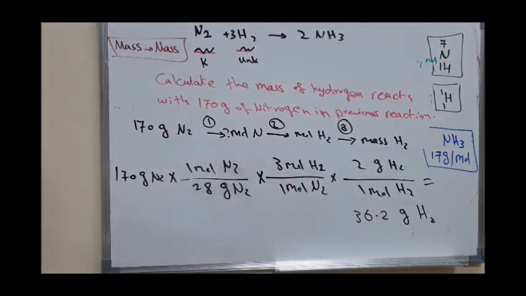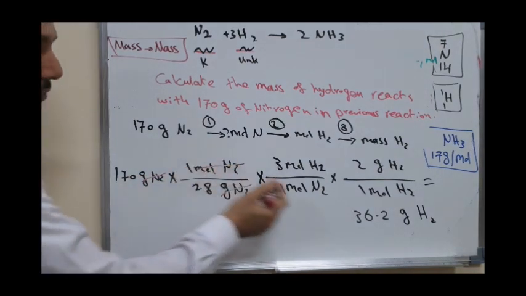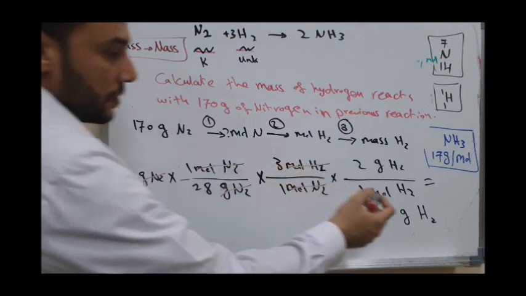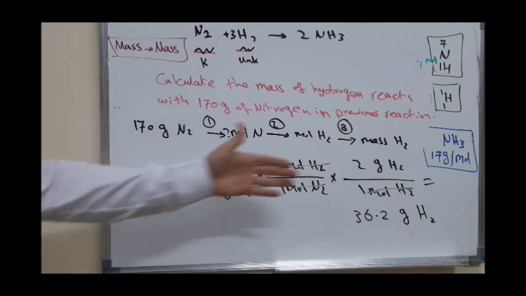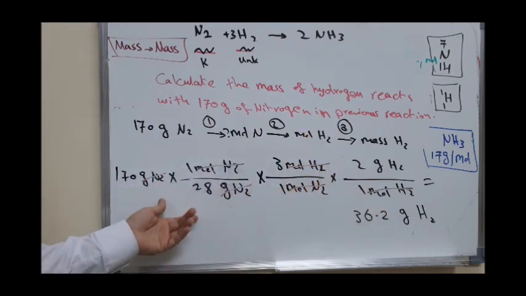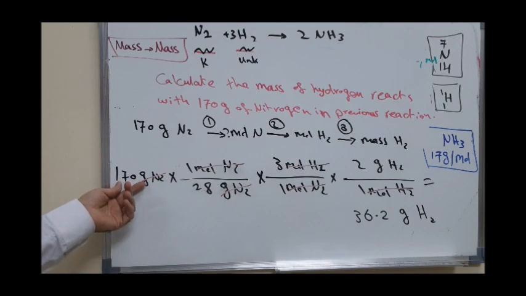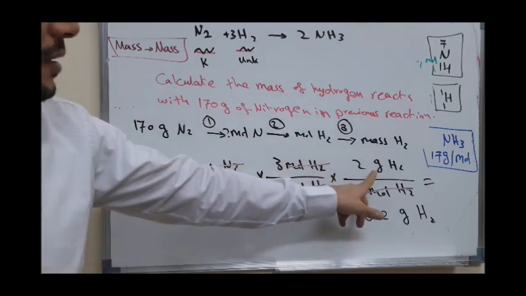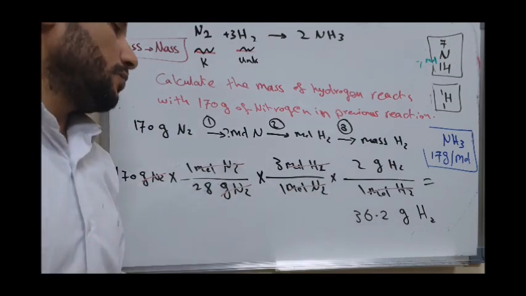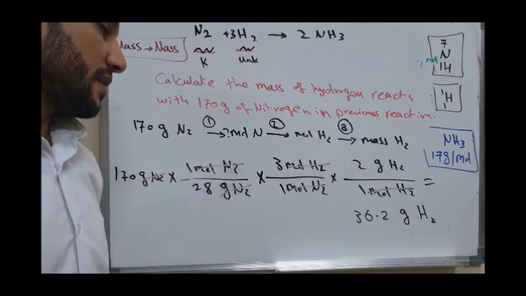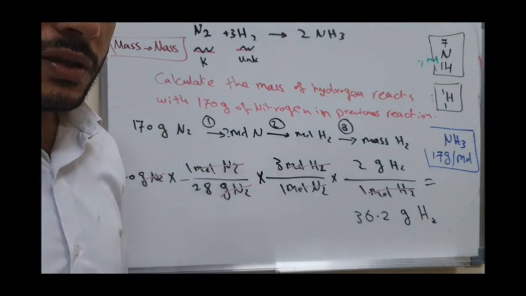So as we said before, to make sure that we use suitable conversion factors, it goes: mass of nitrogen, moles of nitrogen, moles of nitrogen, moles of hydrogen, moles of hydrogen. Then mathematically calculate the answer: multiply 170 by 3, then by 2, then divide by 28. It will be 36.2 grams of hydrogen. Thank you.